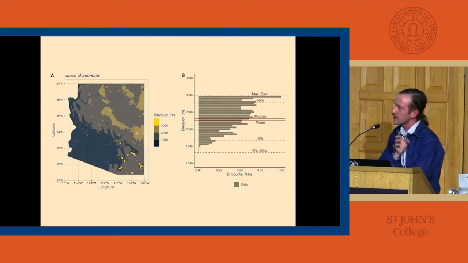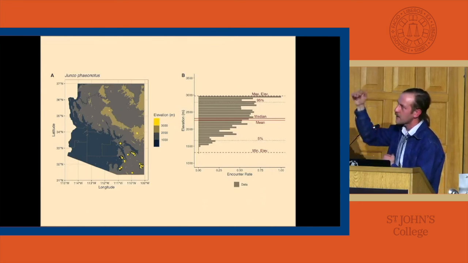And so on the right-hand side of this figure, I have a metric I call encounter rate, which we can think of as just a proxy for how many yellow-eyed juncos there are in a particular place on the mountainside. I have these 50 meter elevational chunks that I've cut this mountain into.